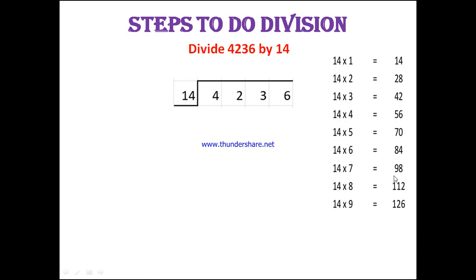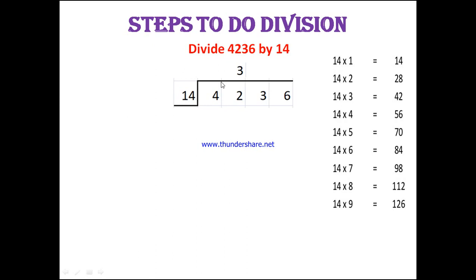Check here, is 42 here? Yes, see, 42 is here. How many times? 3 times. So let's write the 3 over the dividend, in the quotient place. We write 3 in the quotient place. The first 1-digit number we took was not available, so we can place 0 here or we can leave it.